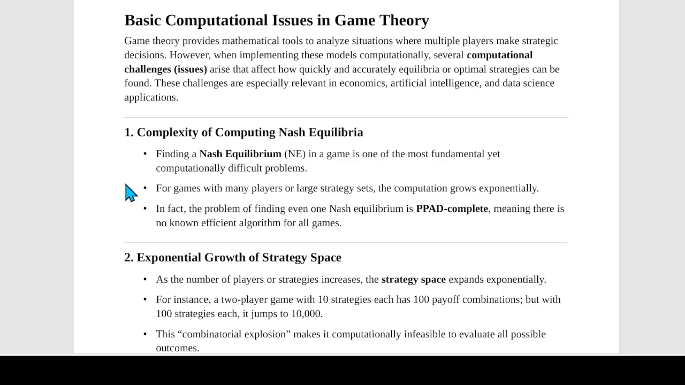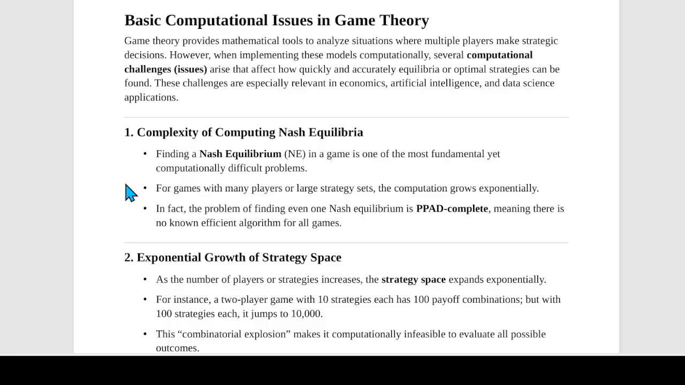Alright, so this video is about the basic computational issues that we have in game theory. Game theory helps us analyze strategic interactions between players, right? But when we try to solve these games using computers, we face several difficulties. As games get bigger or more realistic, they become harder to compute or handle.